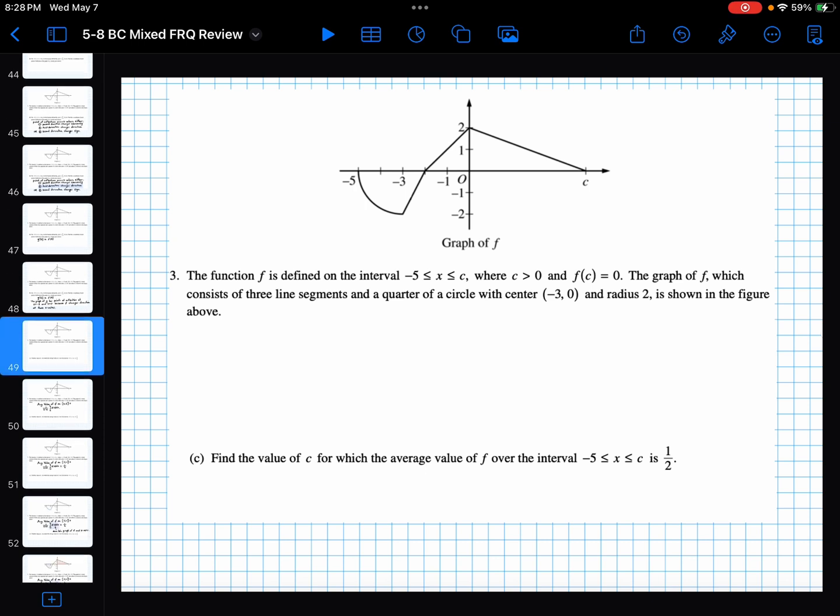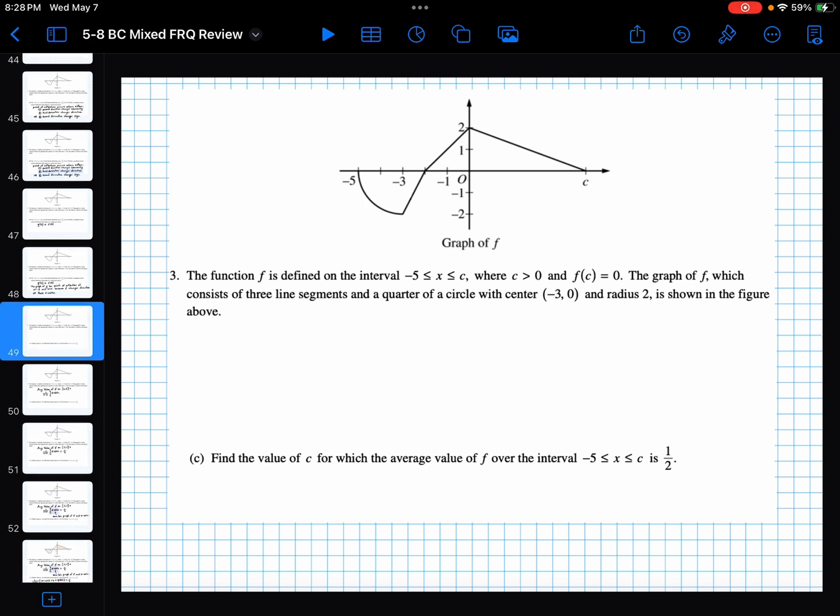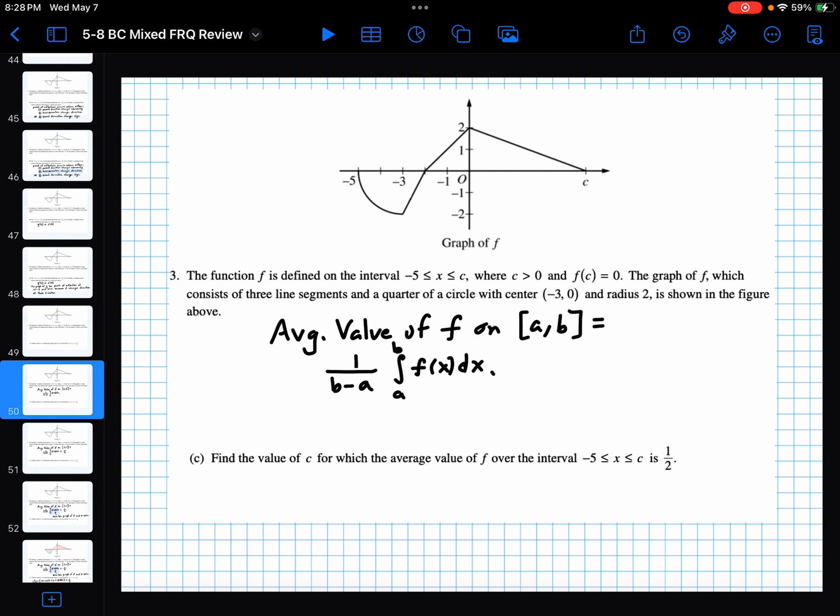So they're telling you the average value. You have to remember the average value formula, and that's 1 over b minus a times the definite integral from a to b of f of x dx. Our interval here is from -5 to c, so b minus a is c minus -5, or c plus 5, and -5 will be my lower limit of integration, and c will be my upper limit. So let me trade those out, and I know that's going to be equal to 1/2.